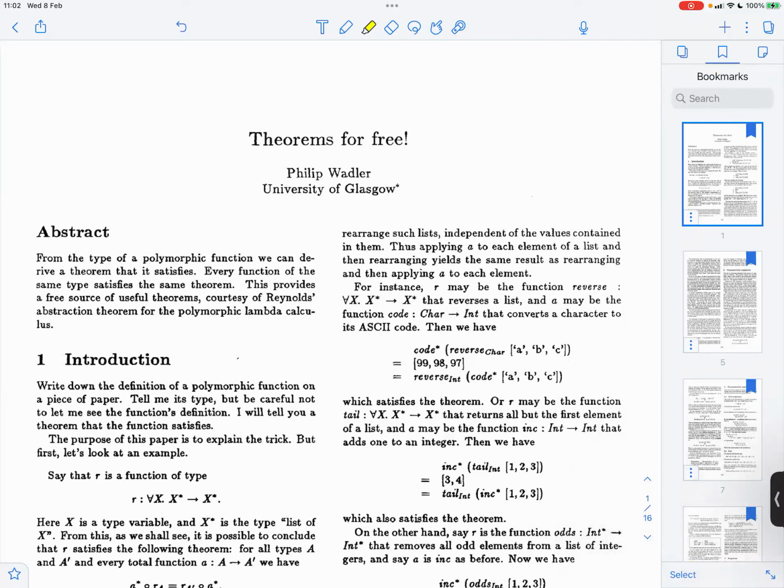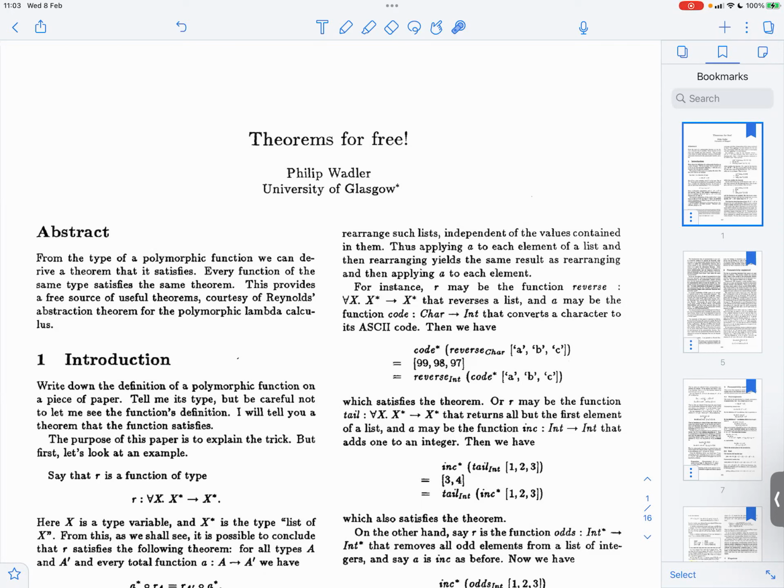In this tutorial, I will discuss the paper Theorems for Free by Philip Wadler. This is a very well-known paper, and this is an appendix to my tutorial series about relational parametricity. The goal of this tutorial is to explain the relationship between this paper and what is explained in my tutorial.